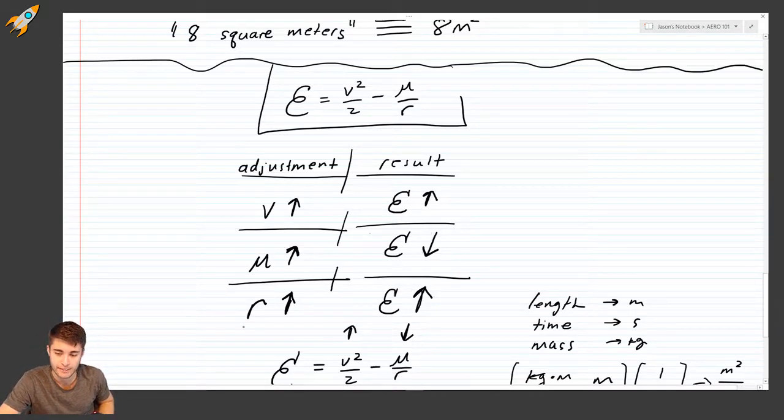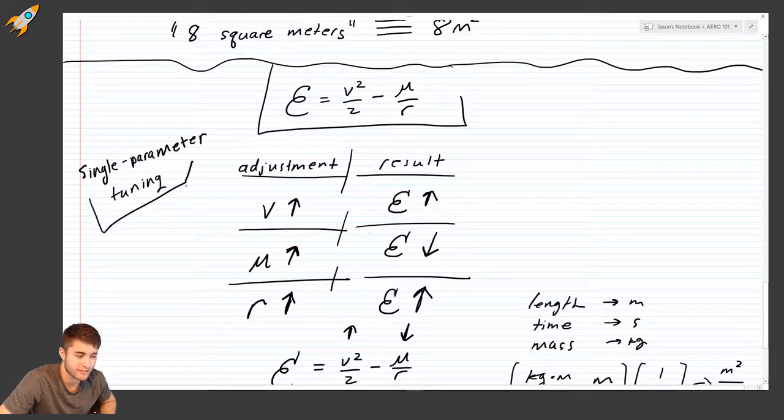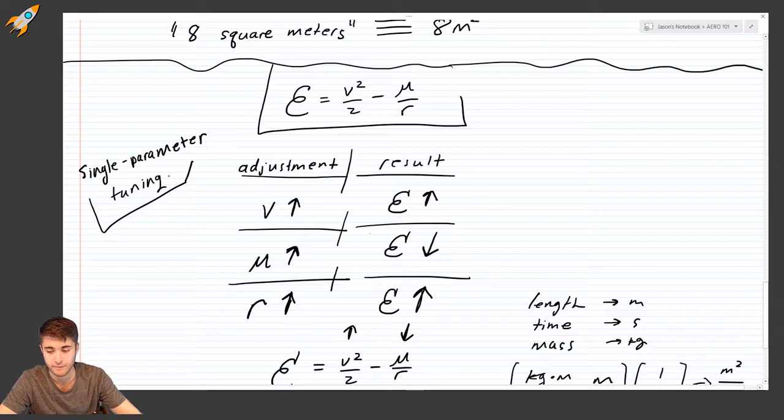So we now have a few relationships by just tuning, again, one parameter at a time. Single parameter tuning. These are just single tuning parameters, and we see what happens to orbits when we change things like velocity and position over time. So this is how you manipulate and use the Vis Viva.